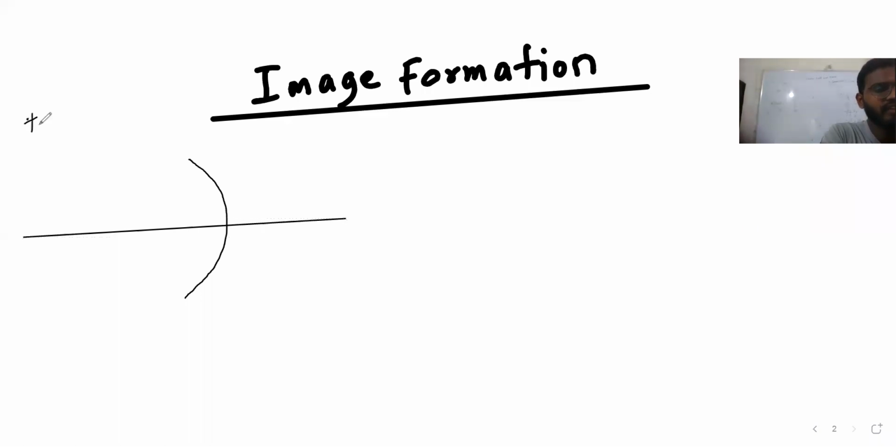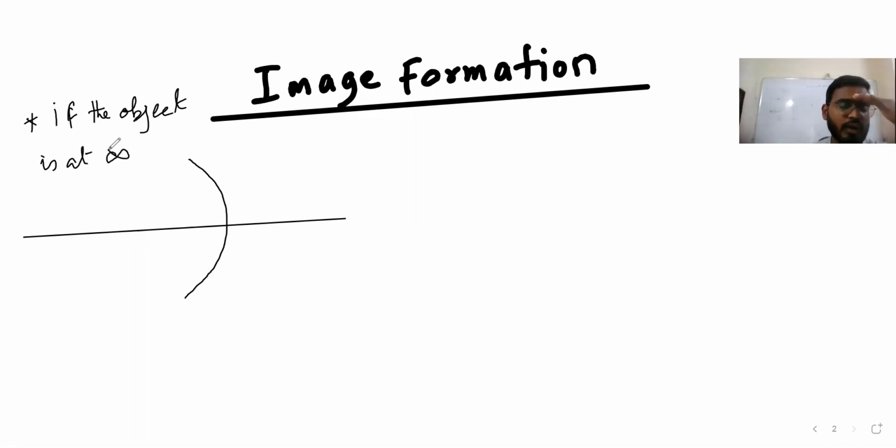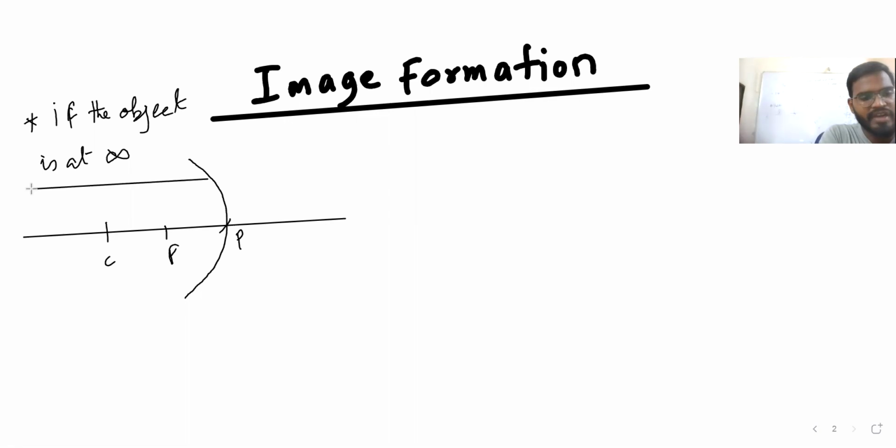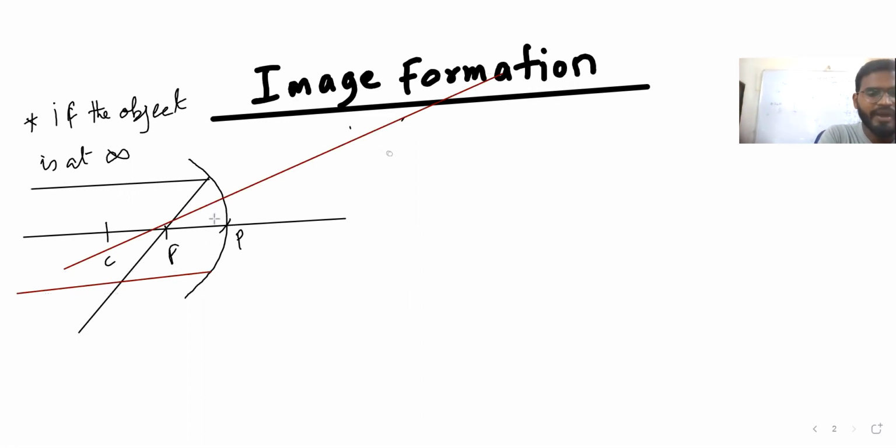The first point is, if the object is at infinity, where will the image form? That we are going to see. If the object is at infinity, then only one kind of ray comes, that is parallel. So a ray of light parallel to the principal axis will pass through focus, that we know already. Again, the second ray of light parallel to the principal axis will pass through focus.